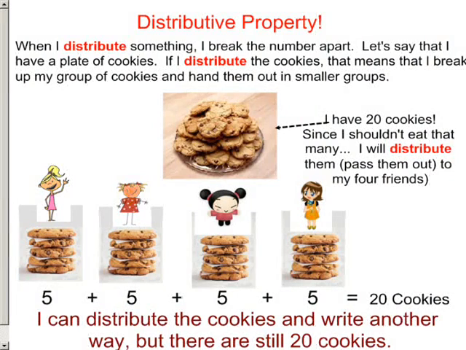When I distribute something, I break the number apart. Let's say I have a plate of cookies. If I distribute the cookies, that means I break up my group of cookies and hand them out in smaller groups. So I start with a pile of 20 cookies. Since I shouldn't eat that many, I will distribute them or pass them out to my 4 friends. So you can see I give Emily 5, Madeline 5, Lee 5, and Suki 5. Now there are still collectively 20 cookies, but I distributed them, and I'm looking at 20 a different way, as 5 plus 5 plus 5 plus 5, instead of as one group of 20.